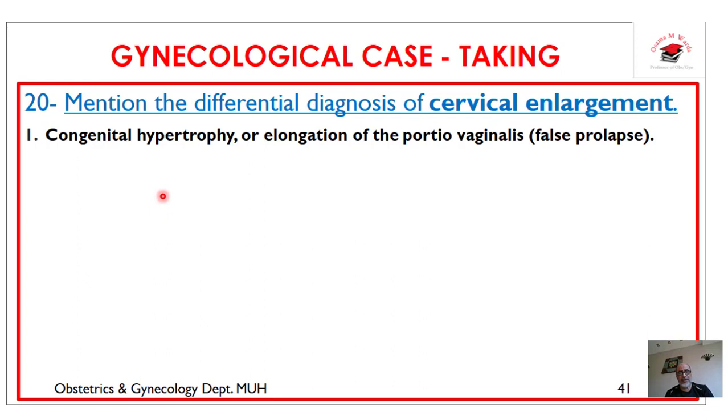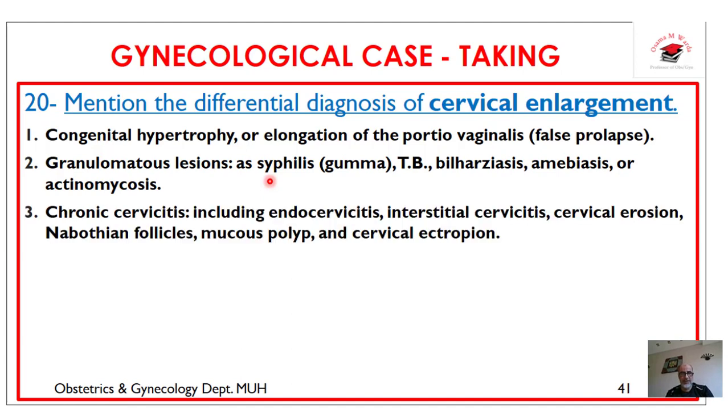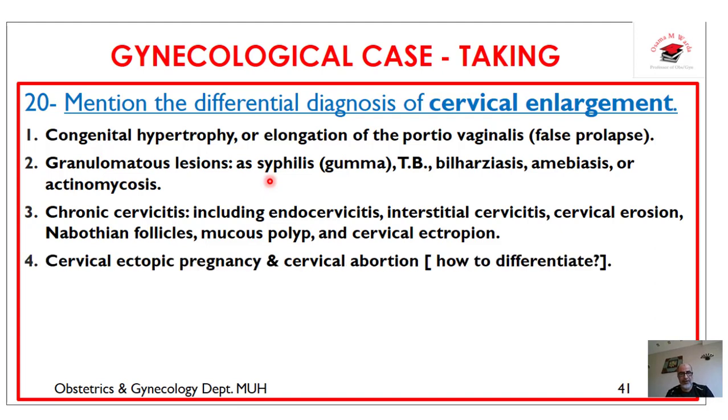Mention the differential diagnosis of cervical enlargement: congenital hypertrophy or elongation of the portio vaginalis, granulomatous lesions such as syphilitic gumma, TB, bilharziasis, amebiasis, or actinomycosis, chronic cervicitis including endocervicitis, interstitial cervicitis, cervical erosion, Nabothian follicles, mucous polypi, and cervical ectropion, cervical ectopic pregnancy, and cervical abortion.